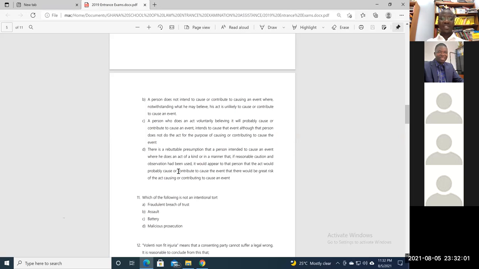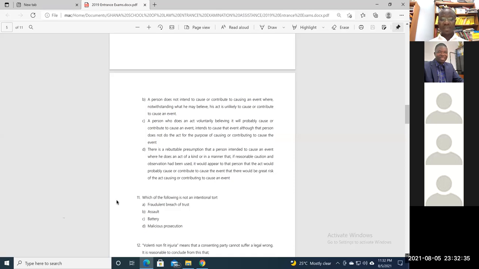So let's go on to C. A person who does an act voluntarily, believing it will probably cause or contribute to cause an event, intends to cause that event, although that person does not do the act. Of course, this was part of what they read under section 11. So I think that C cannot be the answer.